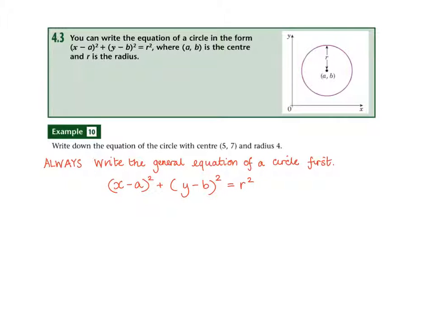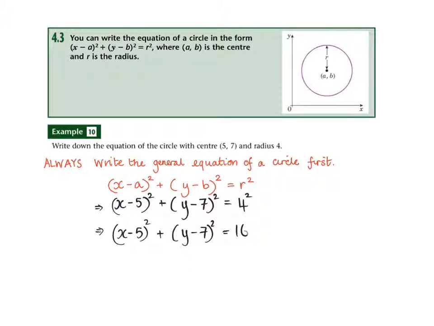So we write the equation first of all, and then we show a is the x coordinate of the centre, so that's 5, and y is the b part of the equation, so it's minus 7 all squared is equal to 4 squared. Don't forget to square that, it can be a common mistake. So eventually we get x minus 5 all squared plus y minus 7 all squared is equal to 16. And it must be in this format so that we can read quite easily the centre a, b.